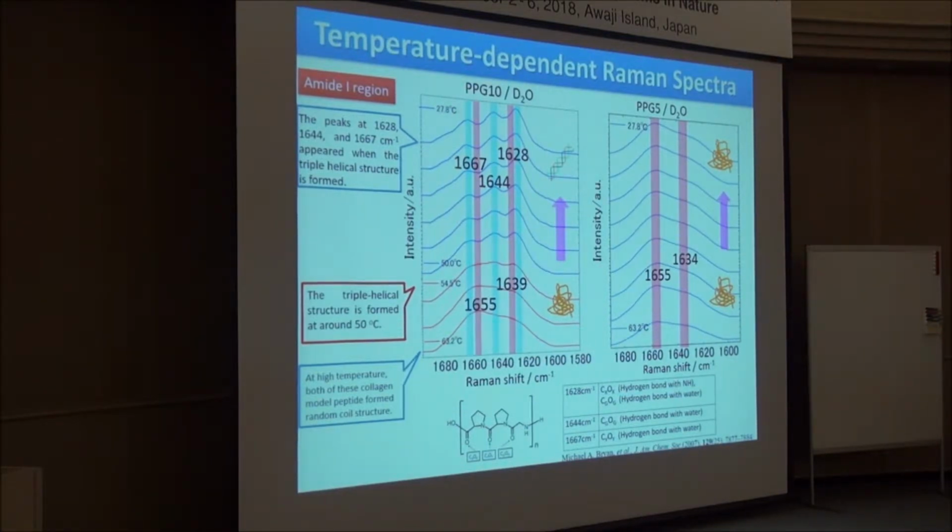only the PPG10 solution showed three peaks at 1667, 1644, and 1628 wave numbers. According to the assignment, which is already reported, these three bands indicate the triple helical structure of the collagen model peptide. As you can see from these figures, only PPG10 forms the triple helical structure, and the transition temperature is at around 50 degrees Celsius.